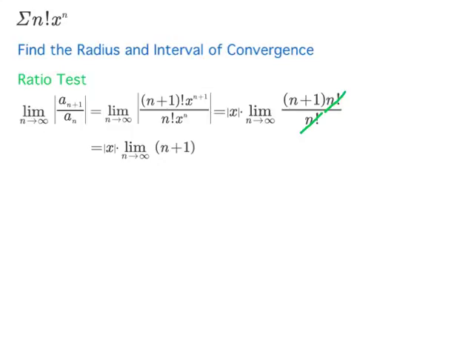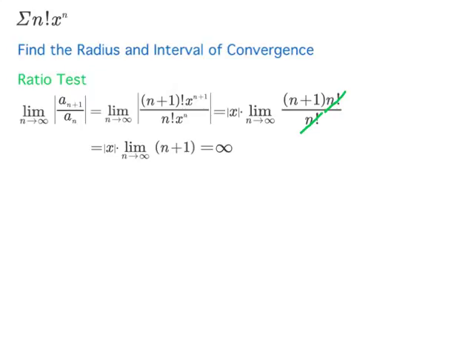I am left with absolute value of x times the limit as n approaches infinity of n plus 1, and if I let n go towards infinity, I'm going to have infinity here. Now if we think about the rules of the ratio test, I need my limit to be less than 1 to be convergent, greater than 1 means I'm divergent, equals 1 means my test fails. Right now I'm getting a limit of infinity pretty much no matter what x is, and if infinity is my answer, then that answer is always going to be greater than 1, with one exception.